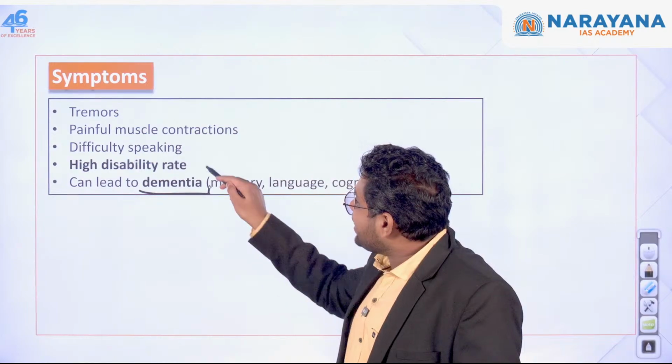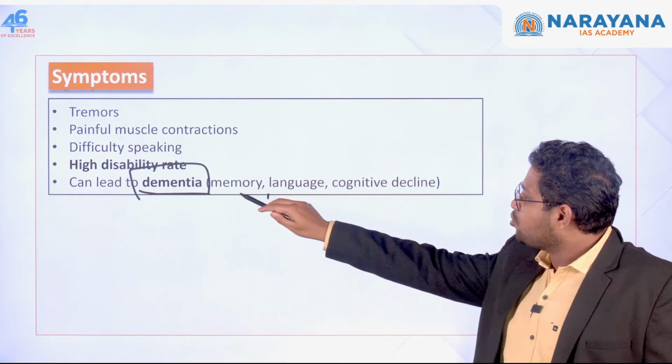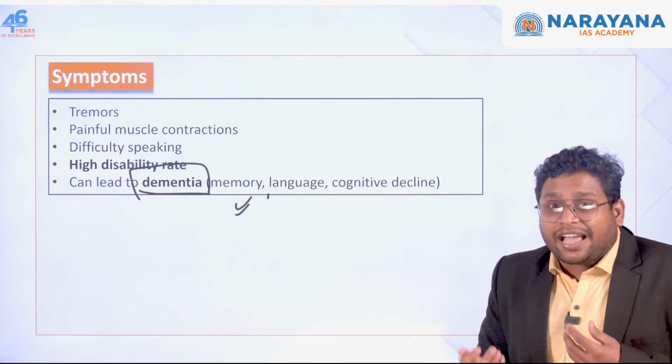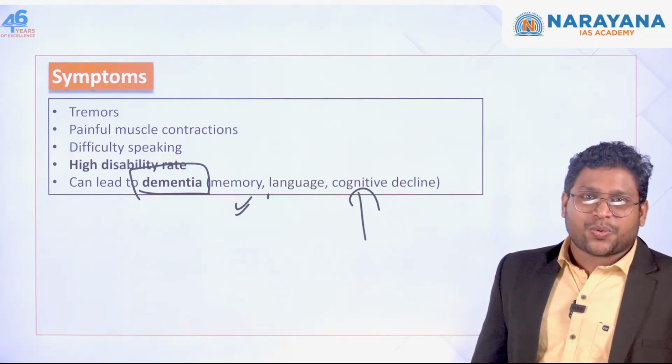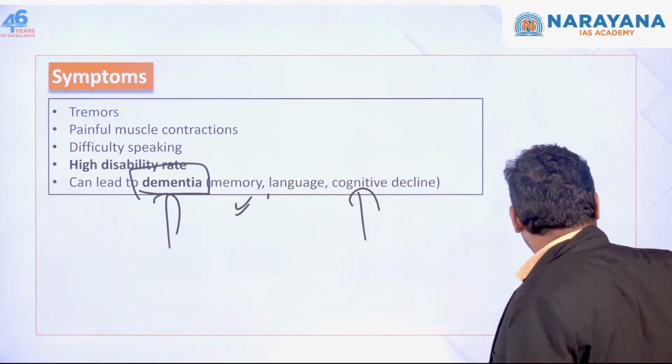And this can even lead to dementia. Dementia means there is memory loss. You don't have the right memory, you don't even speak the language, you don't understand the language, there is cognitive decline in you. So such a case is possible when it comes to this disease.